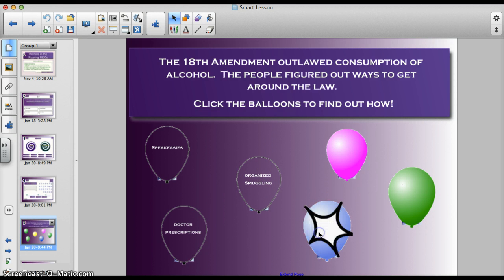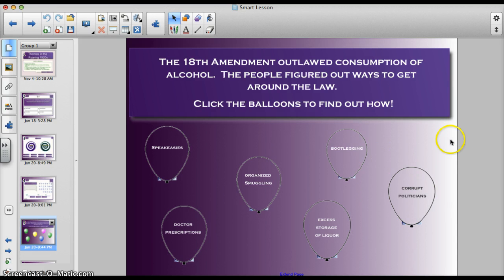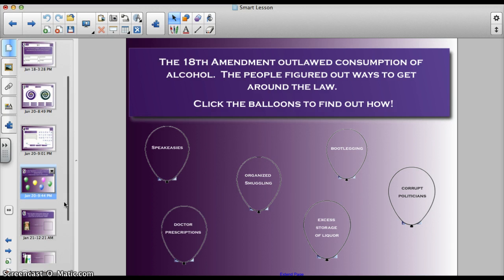Organized smuggling, excess storage of liquor, bootlegging, corrupt politicians. So I think that this is just a fun way to have students think first, and then they can come up and reveal if they're right or wrong. There were different ways that people got around the law and drank alcohol, but these are the big ones that hopefully students would need to know and remember.